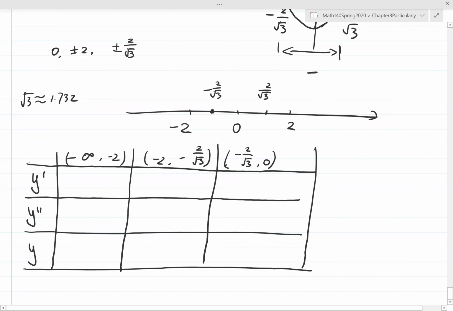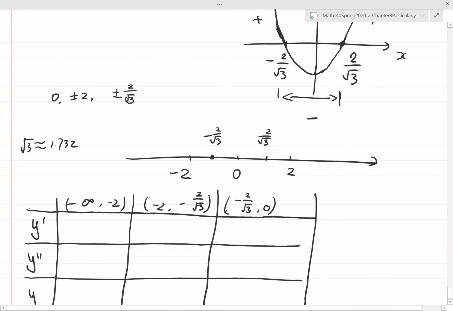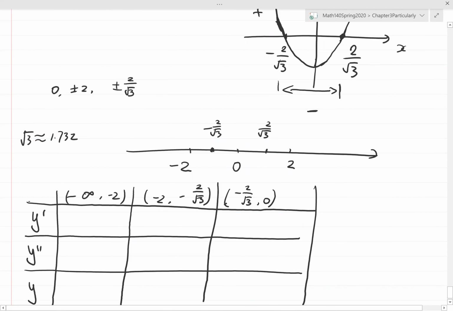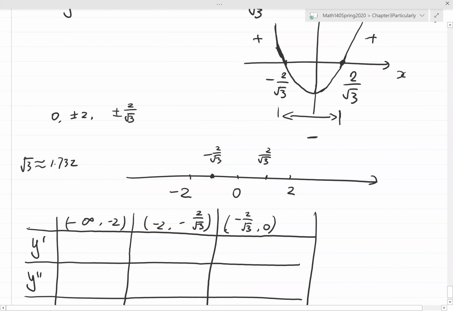Okay, now y double prime. You check from negative infinity. What we just did: y double prime is positive when x is from negative infinity to negative 2. This is positive, this is positive, and this is negative. So we determined y double prime and the y derivative.